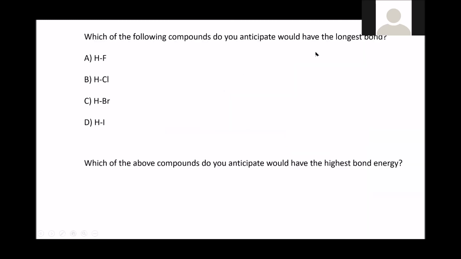Let's think about this question here. Which of these compounds here will have the longest bond lengths? And that's a clicker question. So just remember, we talked about the two parameters that affect the bond lengths. First one is the size, and the second one is the bond order, number of bonds. Okay.